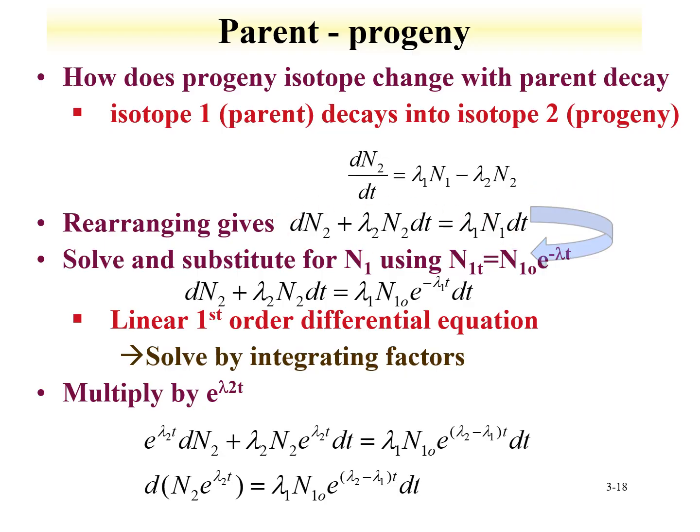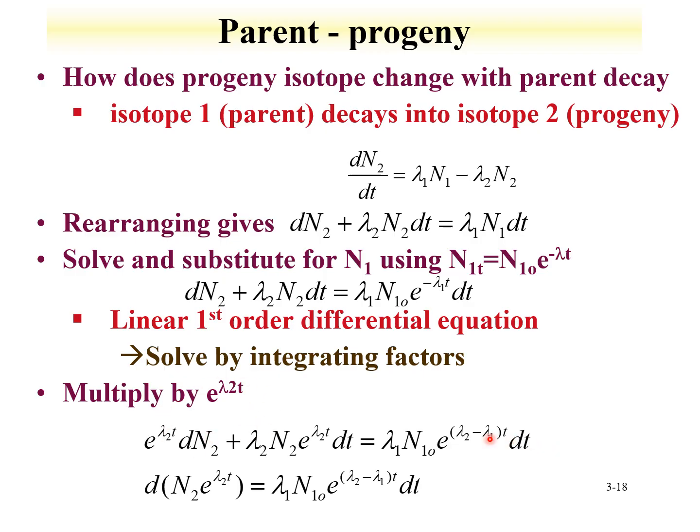So let's solve and substitute for N1 using N1 at time t is equal to N1 naught, the initial amount, times e to the minus lambda t. That equation then becomes what is seen here. This is a linear first order differential equation. Let's just solve by using an integrating factor to solve this linear first order differential equation. Let's multiply by e to the lambda 2 t.